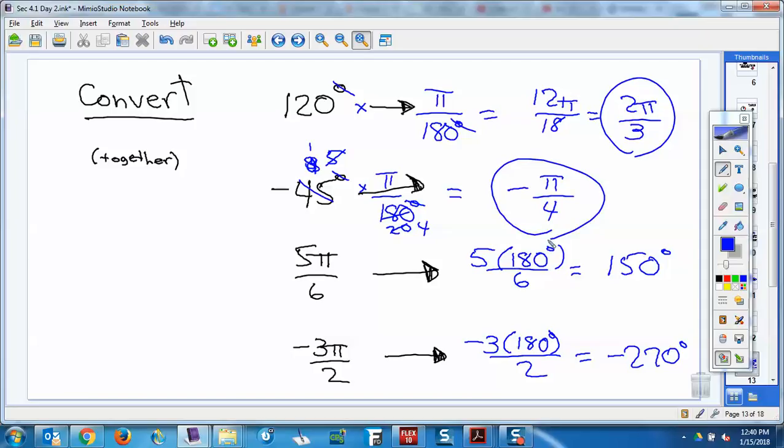Now, to be honest, the more we work with them, the more you're just going to know 45 is pi fourths. I mean, they're just going to go hand in hand. 45 is pi fourths. Right? We're just going to know. So we see negative 45, so it can be negative pi fourths. But here in the beginning, this is the conversion that you do, and then you reduce. But again, you can use a calculator to help you reduce.